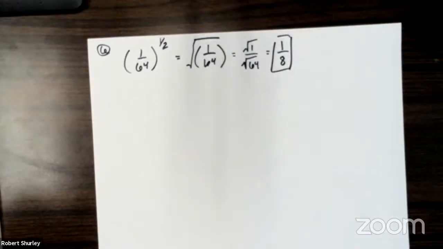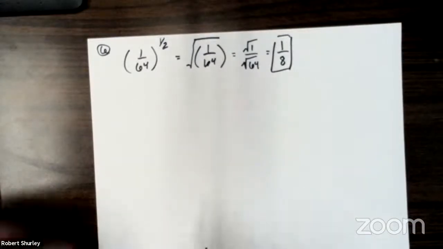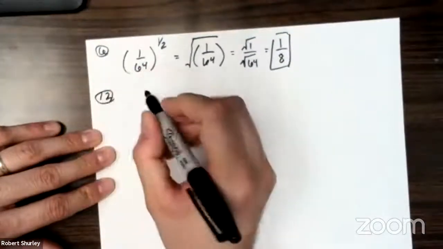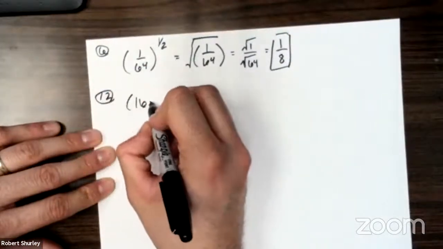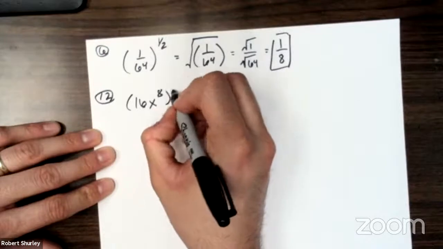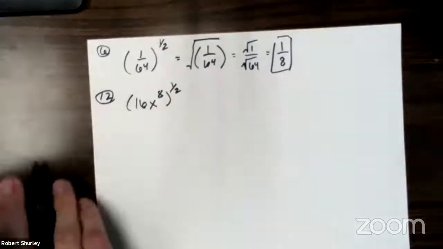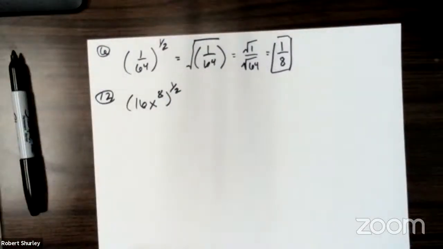Number 6, let's do another one. Okay, let's do number 12. Number 12 says 16 x to the 8 raised to the 1/2 power. So 16 x to the 8. You try this one. Try this one for a minute. See if we can get it.